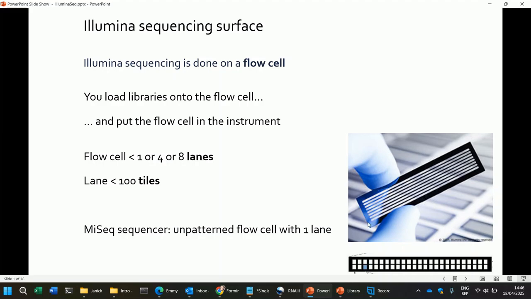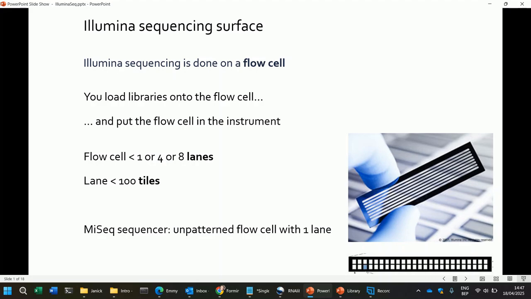And you see that the iron grid divides the flow cell into what are called lanes. So in this example, you see that there are 8 lanes. All these transparent lines that you see here, they are lanes. And the number of lanes on the flow cell depends on the sequencer. There are sequencers that use flow cells that only have 1 lane, but there are also sequencers that use flow cells that have 4 or 8 lanes.